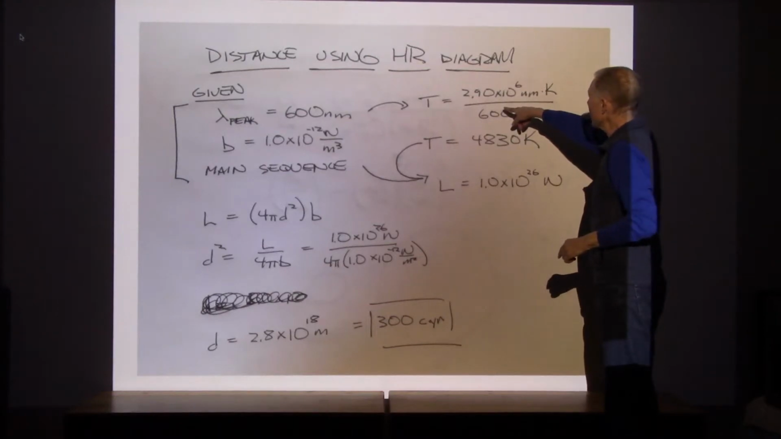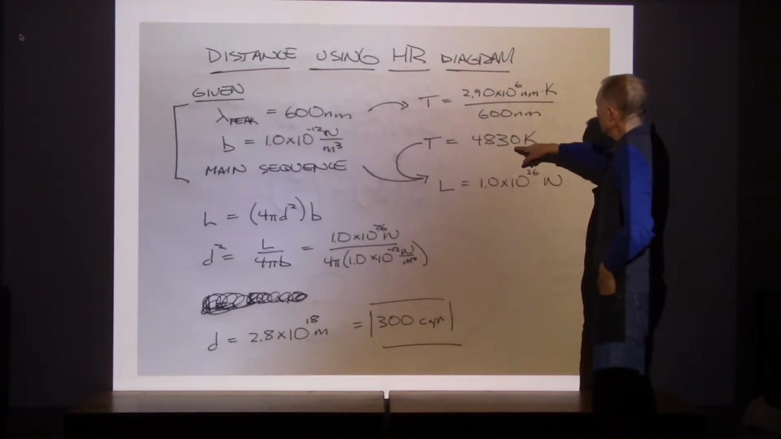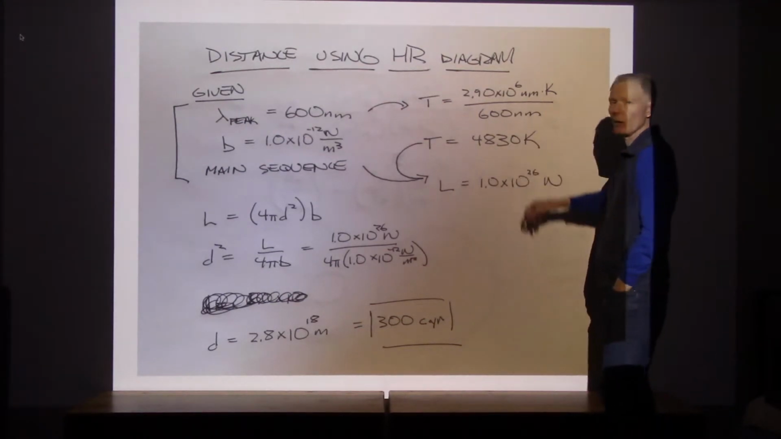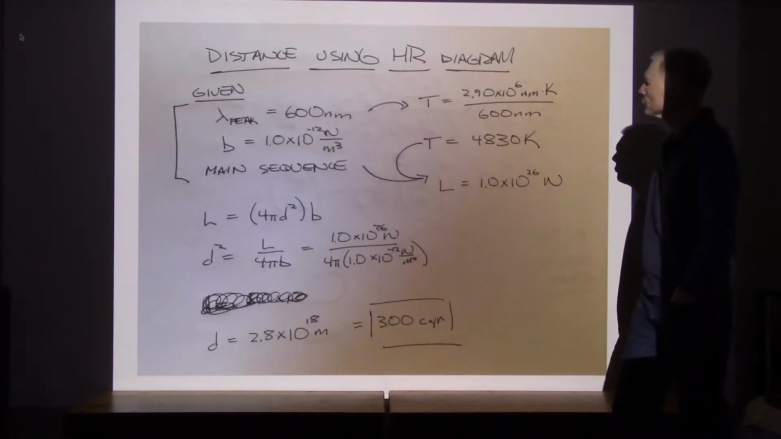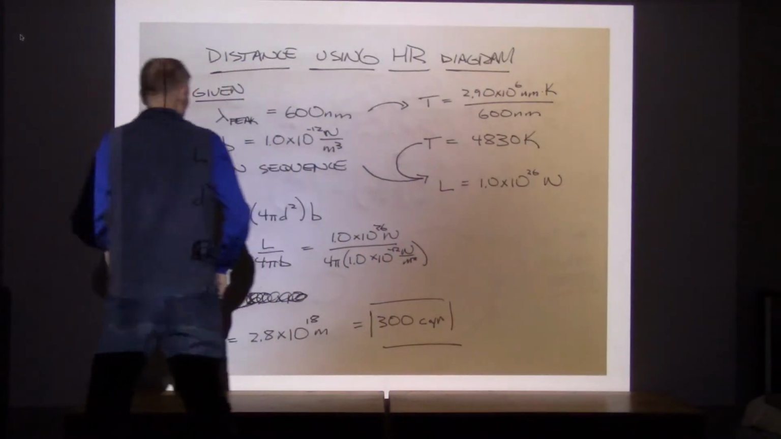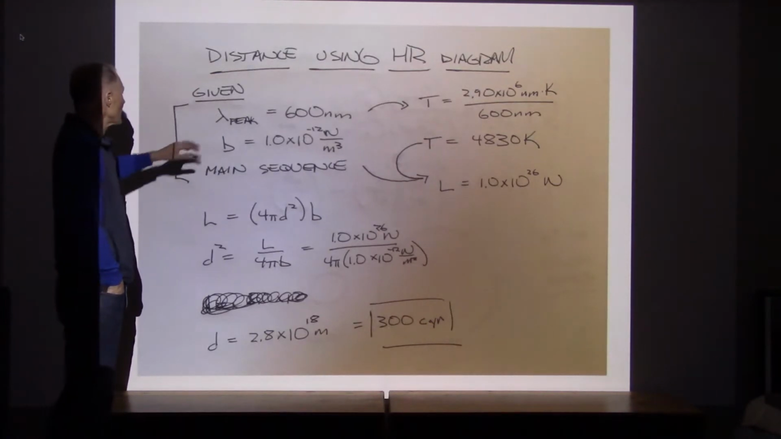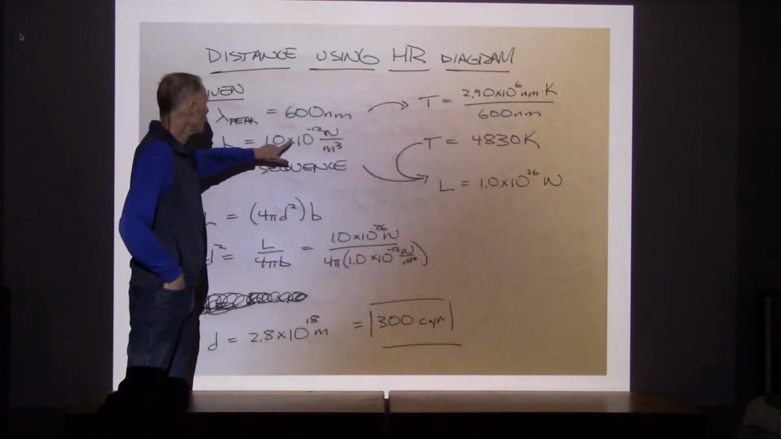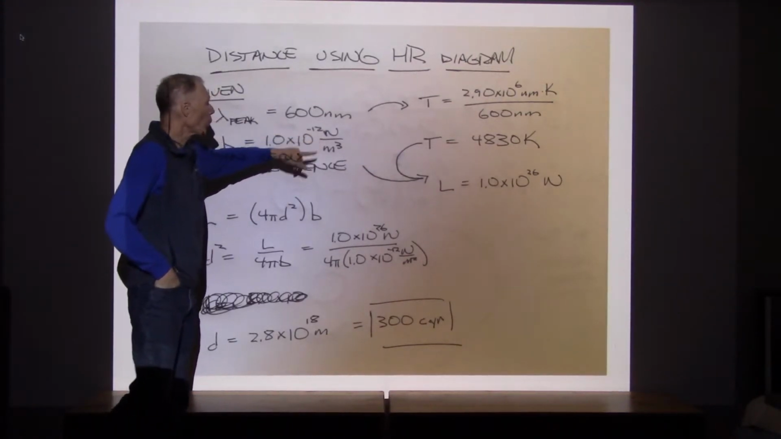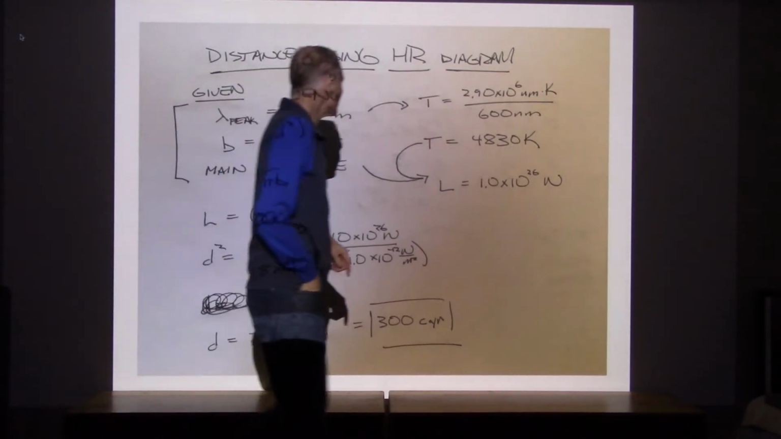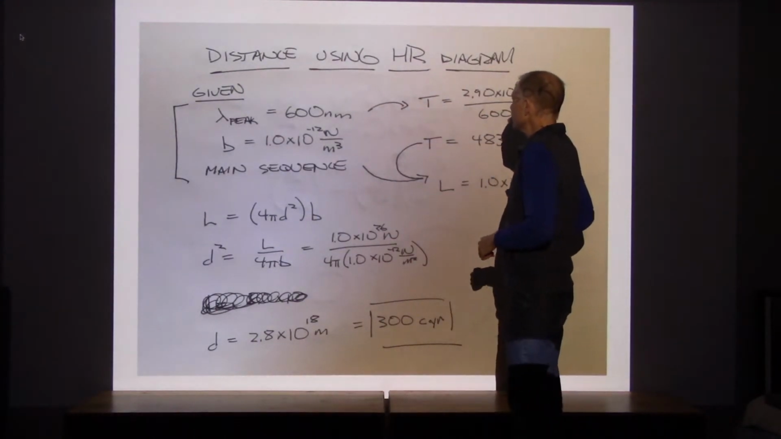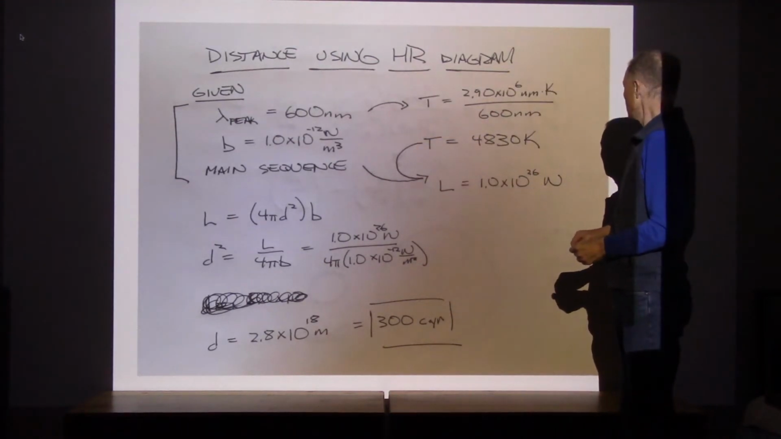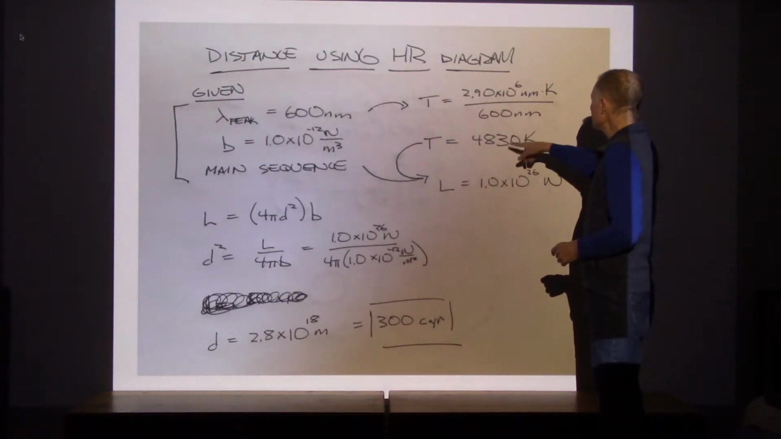So using this Stefan-Boltzmann law, or Wien's law, we determined that the surface temperature is 4,830 kelvins. So that's the surface temperature of this star. Now, what they also told us is that the brightness of the star viewed from Earth is 1.0 times 10 to the minus 12 watts per square meter.